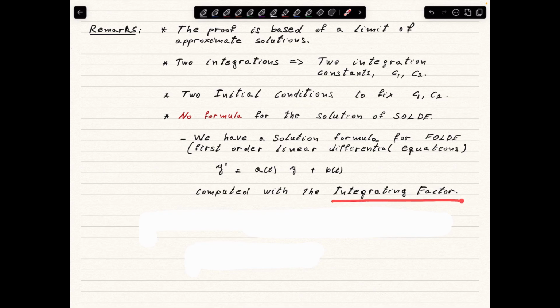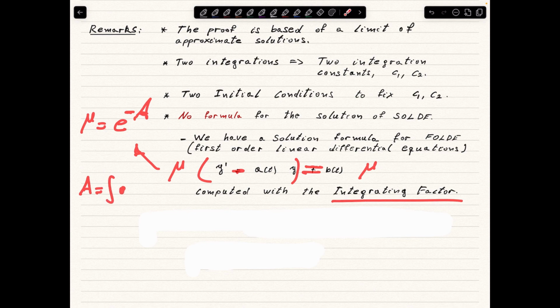And what was that? We move this term to the other side. We multiply by the integrating factor, let's call it mu. Then we find the formula for the integrating factor. In this case, we find that the integrating factor has to be exponential negative a, where a is the integral of small a. This is the a.